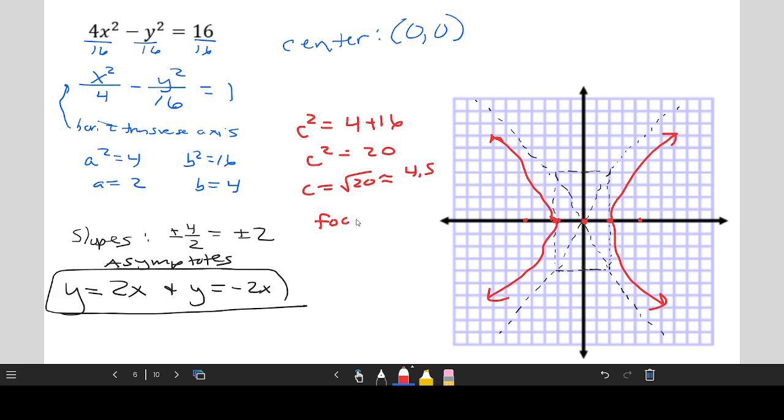And so if you're asked to write down the coordinates for each focus, we can see here we went left and right, but we didn't go up and down. So square root of 20, comma 0, and negative square root of 20, comma 0.